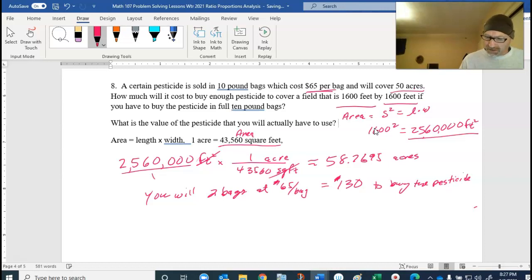A lot of times they don't let you buy more than you need. It depends on the pesticide. But it's $130, but you're not going to use all of it because you only need 58.7695. You only have this many acres. Now, if you want to find the money, it's $65 to cover 50 acres.